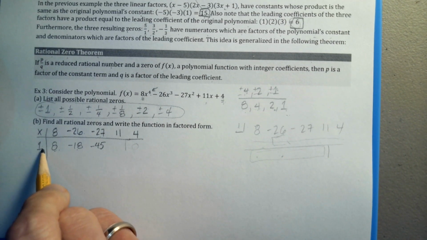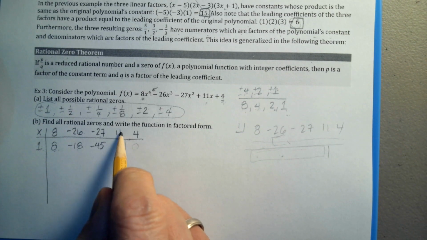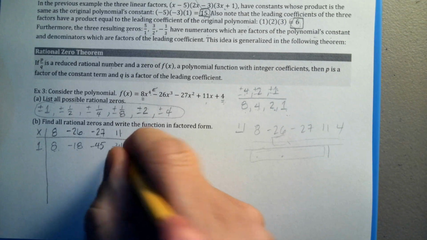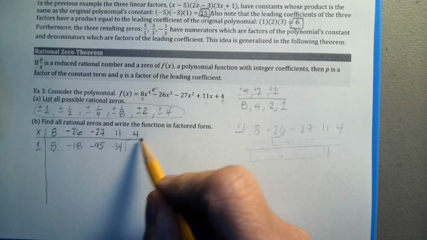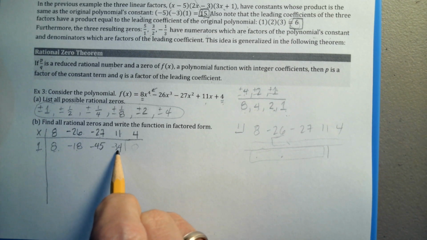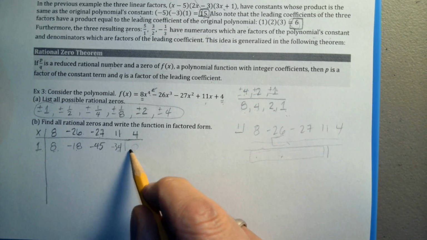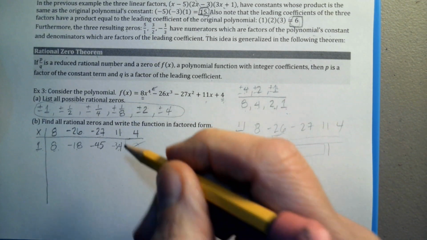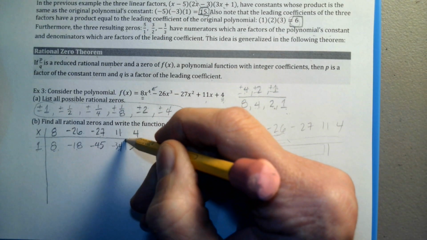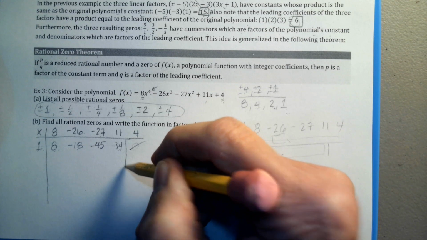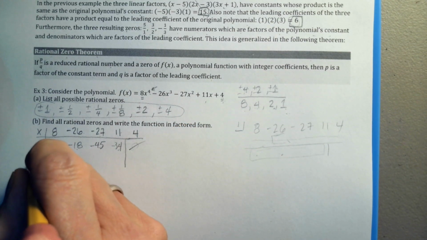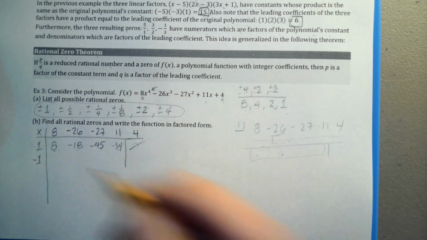We multiply 1 times negative 45, add it to 11, that's negative 34. At some point, I think you can see that this is not going to work, right? This number times this should be negative 4, and so it's just not going to work. So we don't care about it. We almost want to just ignore this whole thing. Now let's try a different number. Let's try negative 1.